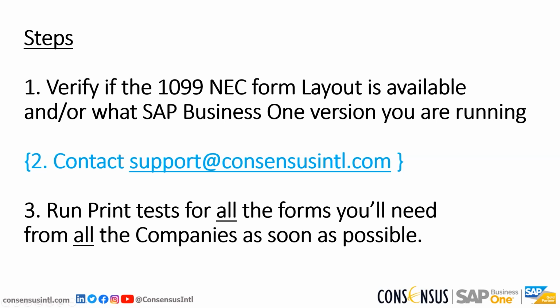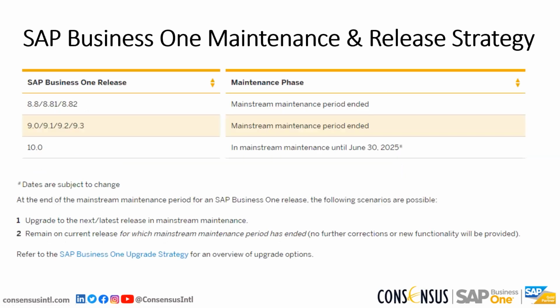And a final note regarding SAP Business One maintenance and release strategy. For those of you who are still running 9.3, a recommendation to seriously consider upgrading to the latest version of SAP. Please talk to your account manager at Consensus, talk to your SAP Business One administrator. 9.3's mainstream maintenance period has already ended. And that means that there won't be any new functionality or corrections added to that version.